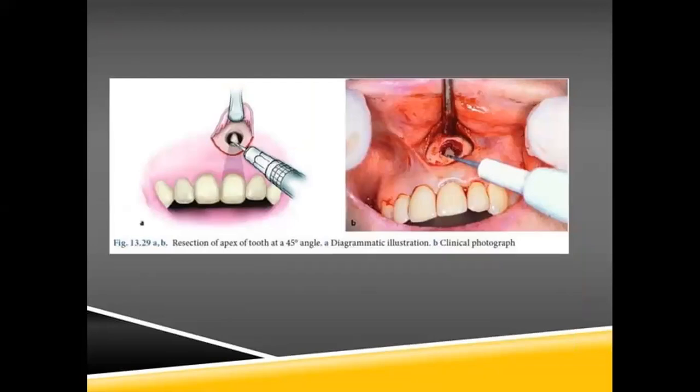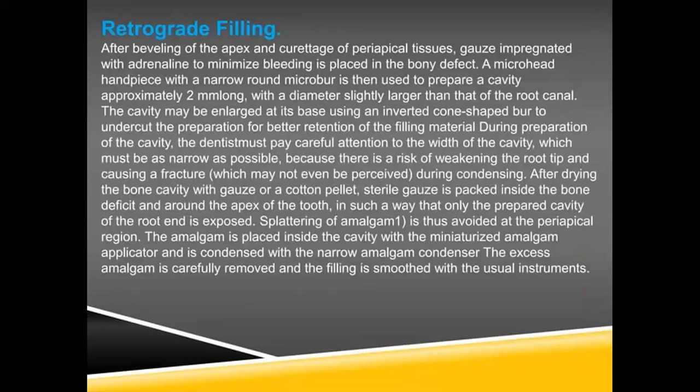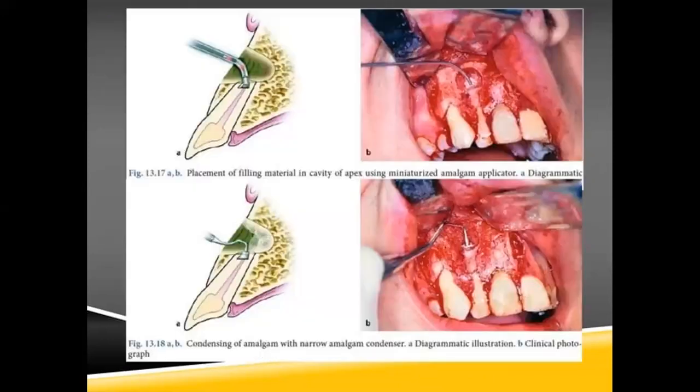It is then obliquely cut so that it increases the surface area for more filling. Then retrograde filling is applied for proper apical seal. Placement of the filling material in the cavity of the apex using amalgam applicator is shown in the figure. Then wound cleansing and closure of the flap is done.